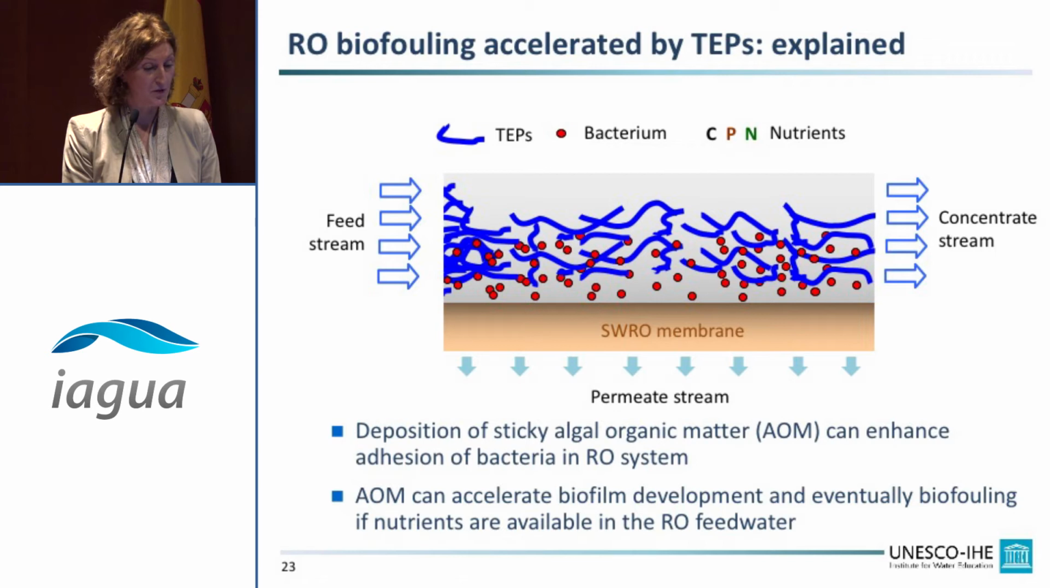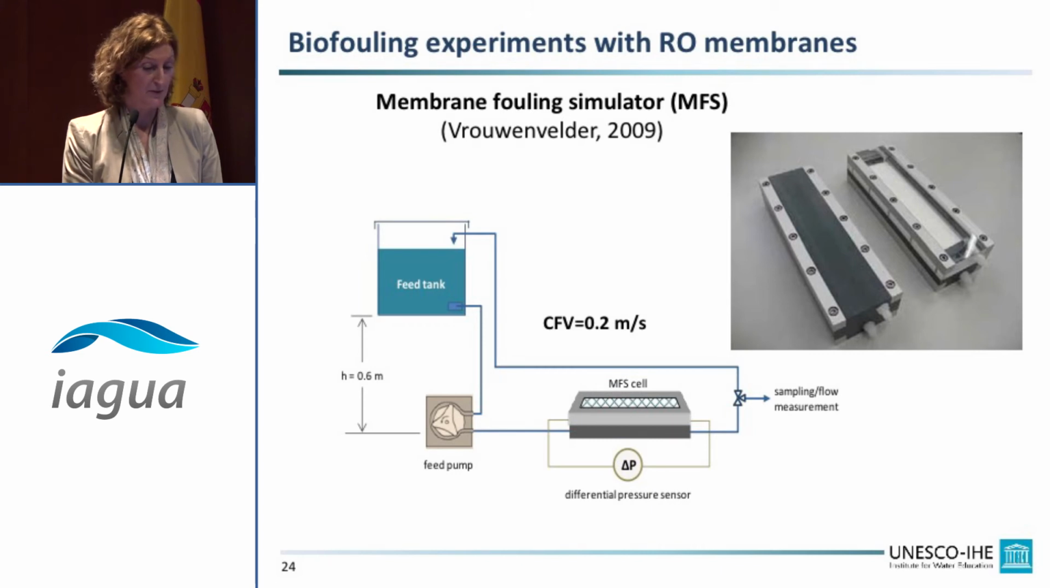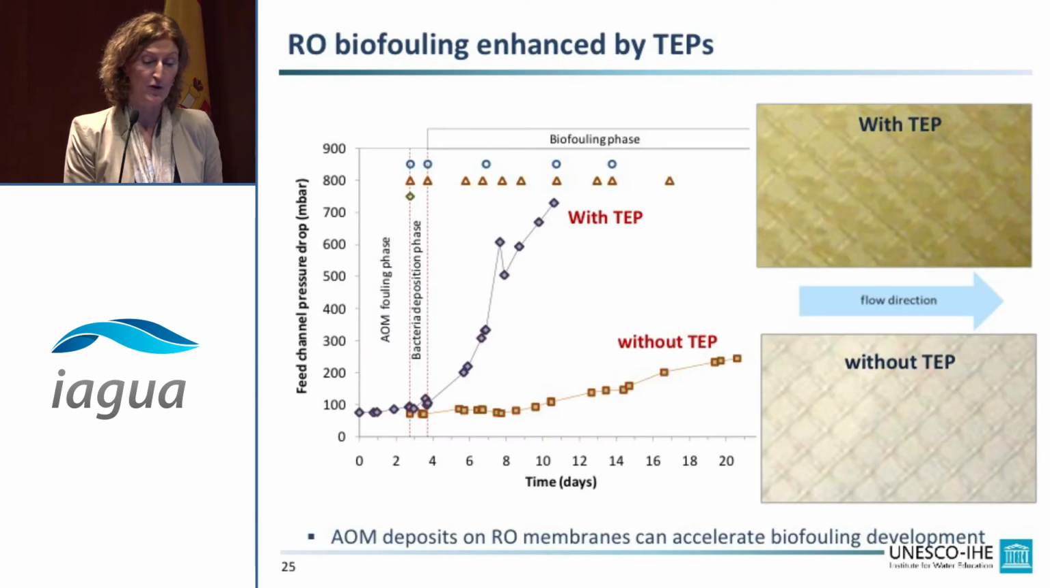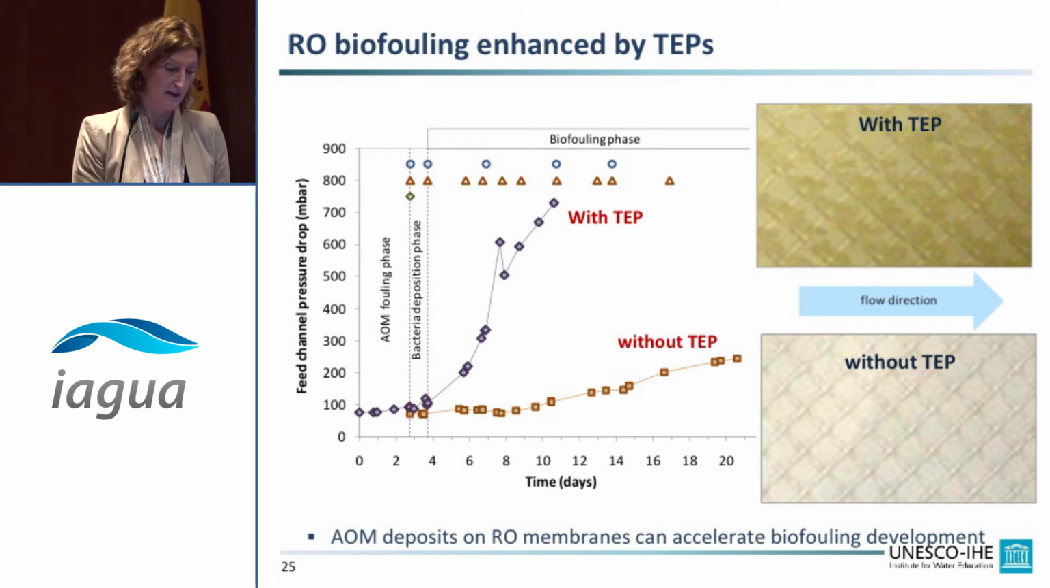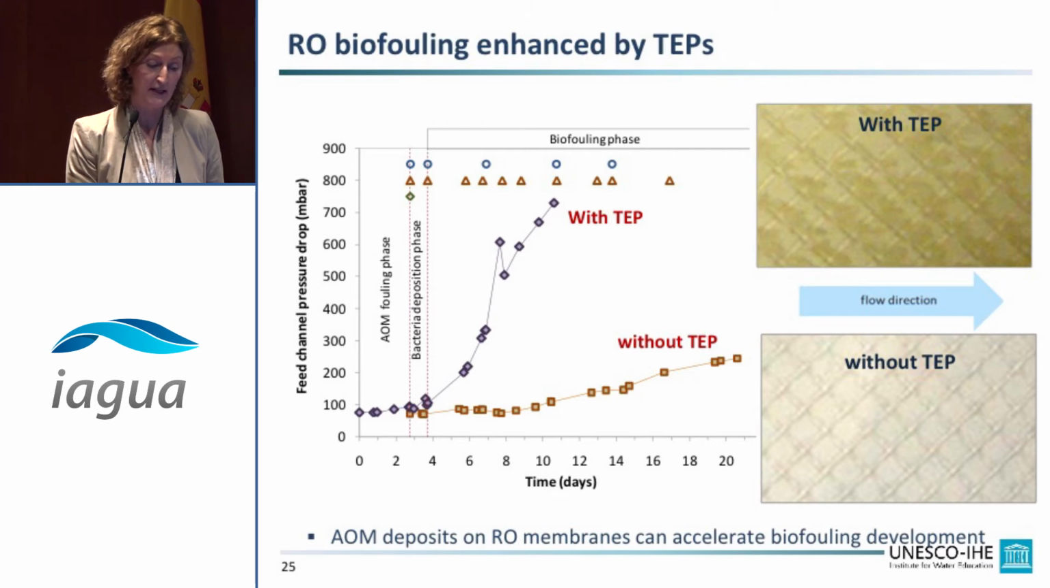So as the nutrients come in, what we see is the layer will actually grow. Now, we tried to do some of these experiments with a membrane fouling simulator. So here we have the membrane fouling simulator. We have a tank where we produce the algal or organic matter, and we recirculate it over the membrane fouling simulator. We did about 4 of these in parallel, and in this experiment on the left-hand side, we have the feed channel pressure drop of the experiment, here the number of days, and here the relative increase in the pressure drop.